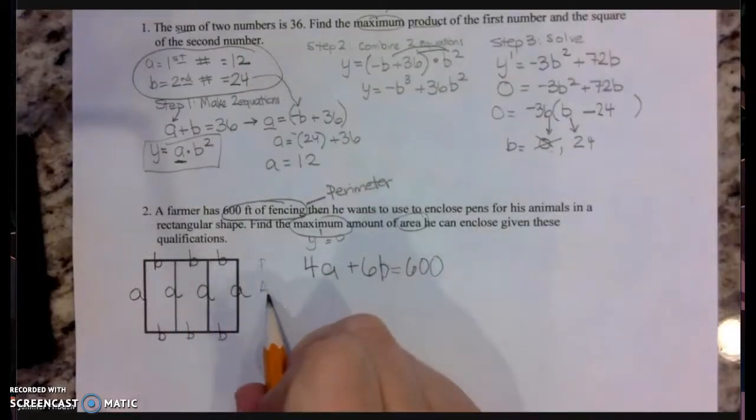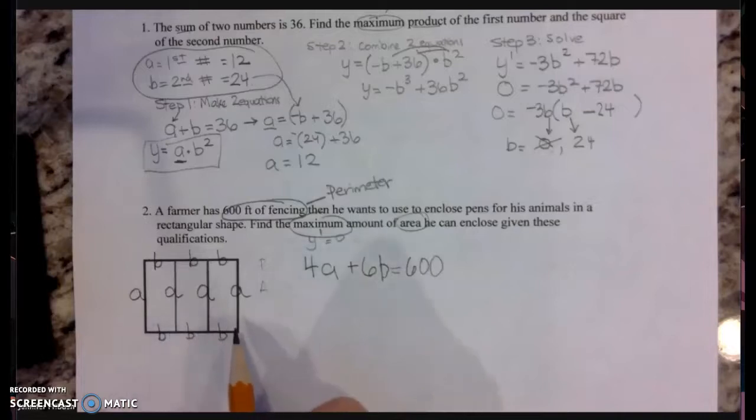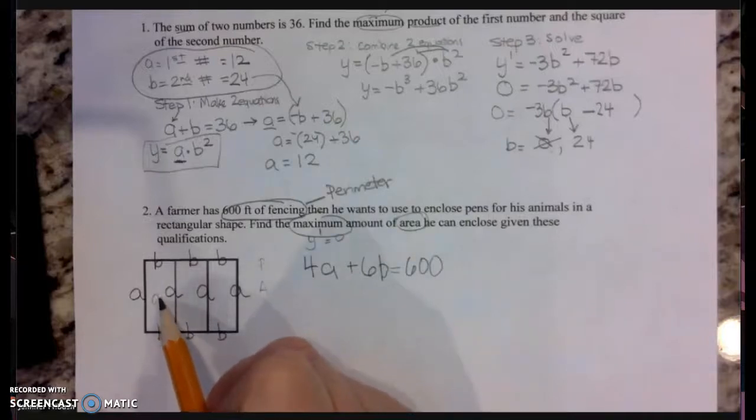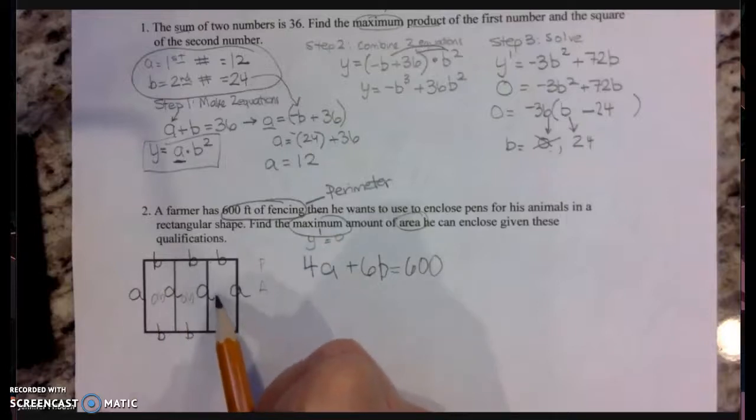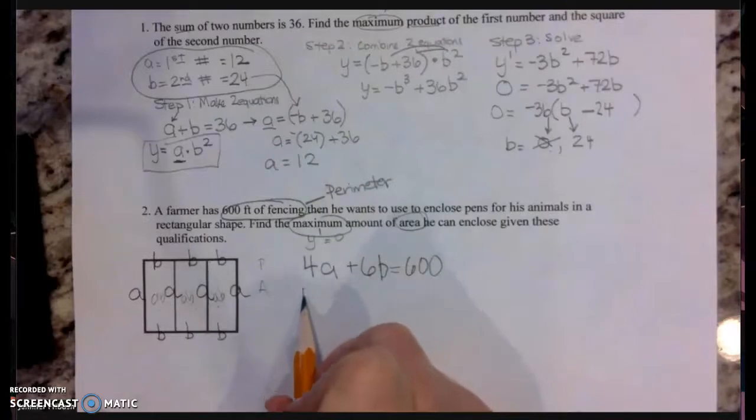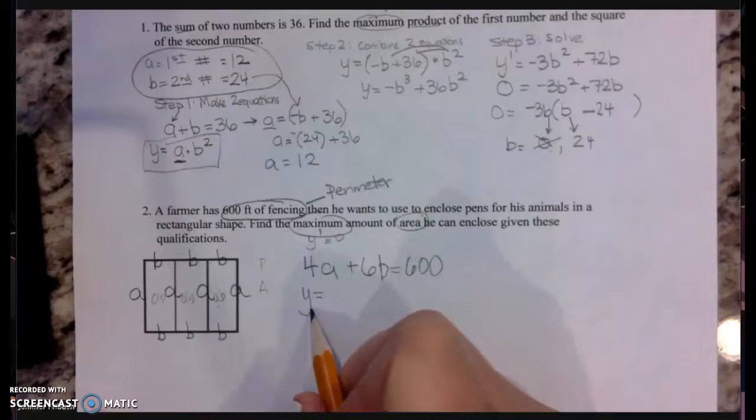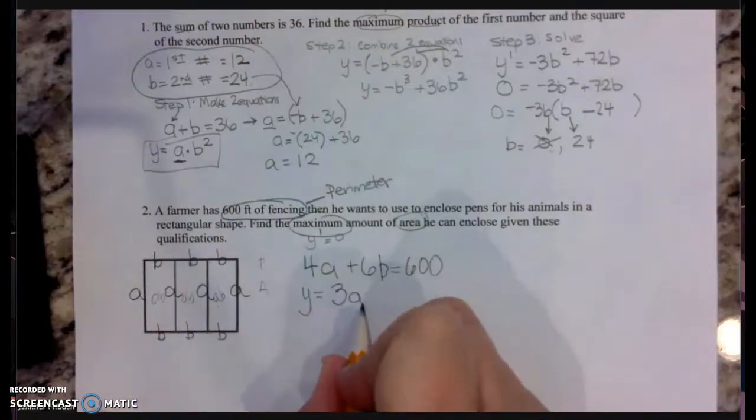My second equation is my area. Area would be length times width. Length is A, width is 1, 2, 3 B's. So it would be A times 3B. Or I could say AB once, AB twice, AB three times. Either way you do it, your area is going to be, which I'm trying to maximize, so that's why it's y, so I can take its derivative, 3 times AB, or A times 3B, which is still 3AB.